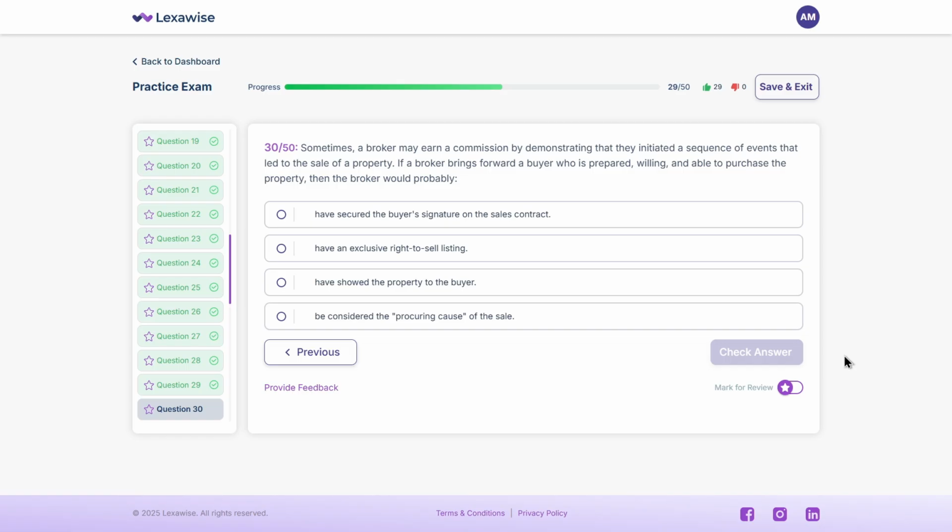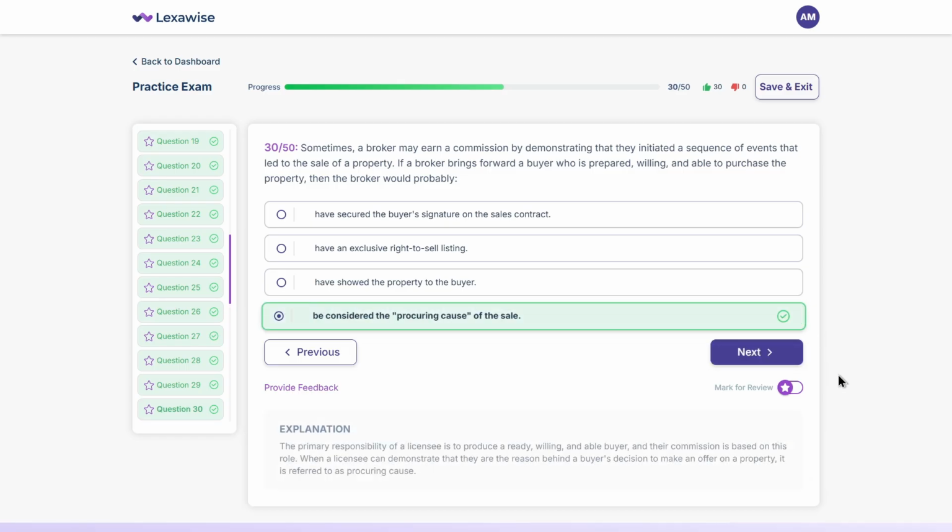The correct answer is D. Be considered the procuring cause of the sale. Why? Because when a broker sets in motion the series of events that result in a sale, they've effectively earned the commission under the principle of procuring cause.